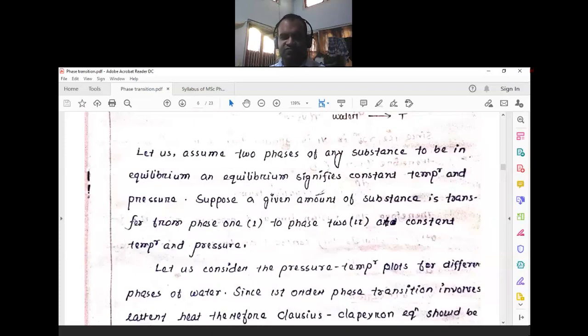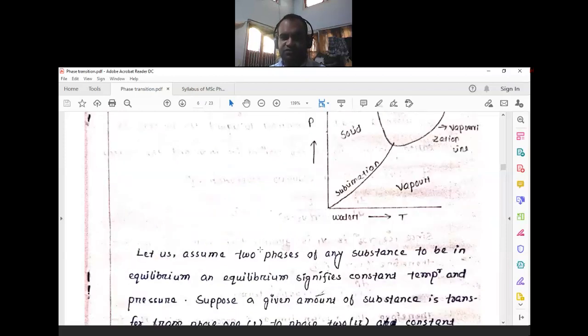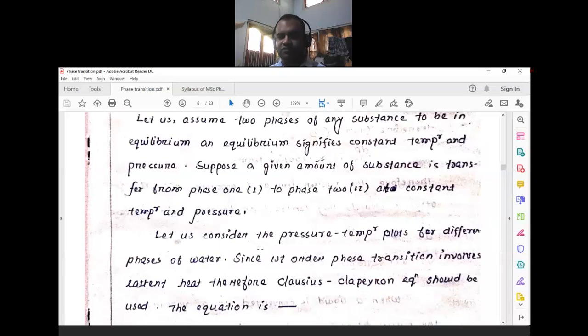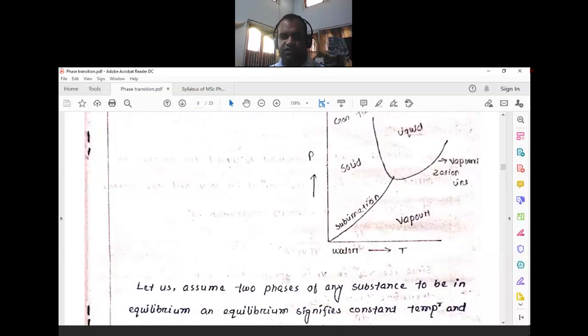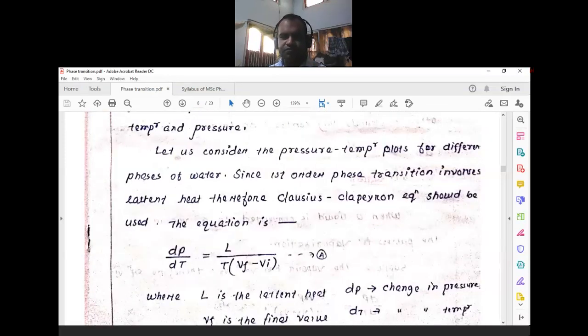Suppose a given amount of substance is transferred from one phase to another. Or suppose a given amount of a substance is transferred from phase 1 to phase 2 at constant temperature and pressure. Okay, at some value of temperature and pressure, a substance is converted from one particular phase to another phase. Let us consider pressure temperature plots for different phases of water, just like shown here, or the first figure I showed you.